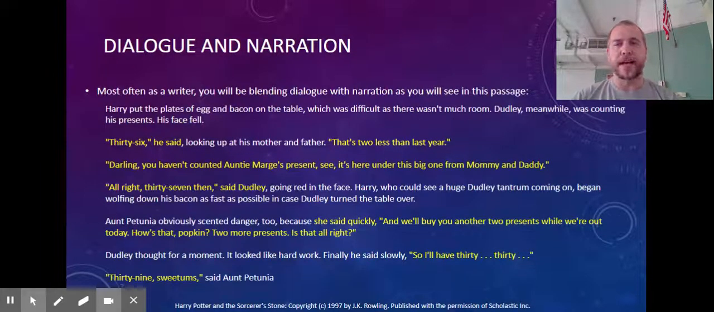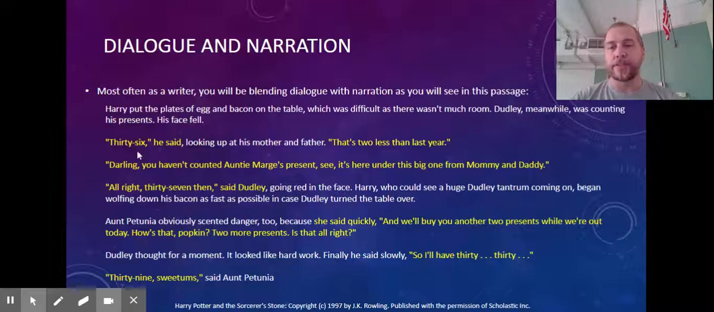Now, it always helps to look at the writing of others. So here I've included a passage from J.K. Rowling. This is from the first Harry Potter book. I want to point out a few things in this line of dialogue. You can see that most often dialogue and narration get mixed together. Narration is just the narrator telling the story, and that's written in white here. Dialogue is when characters talk in the story, and I've included the dialogue tags here. If you're writing really effectively, your narration and your dialogue are going to be blending together seamlessly.